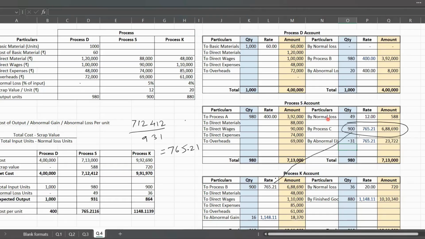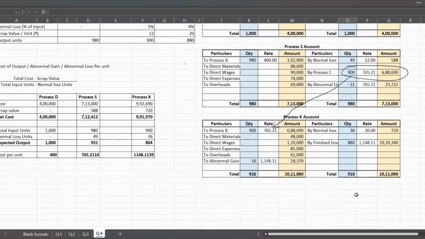Once you close this amount, moving to the next process, all these values are transferred to the last process, and in the last process, follow the same steps. Transfer all these values, 48,000 onwards up to 61,000. All these values you have to transfer on the debit side. Then calculate 4%. In process number 3, our normal loss was 4% of input. So 900 into 4% comes to 36.